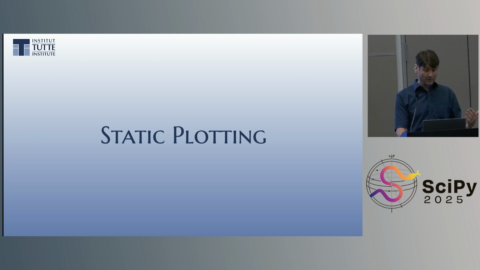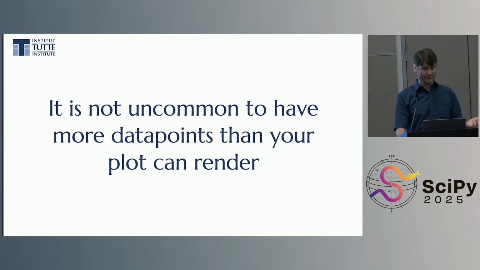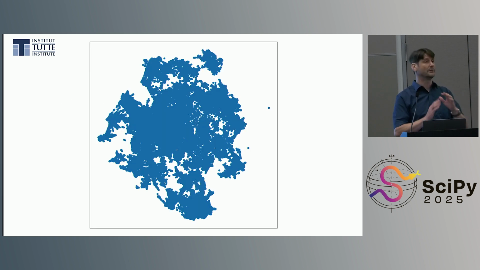So if we talk about just static plotting, the first few examples I showed, if you want a static plot for a paper, well, it's not uncommon that you have more data points than your plot can effectively render. So if you just plot it with matplotlib with default arguments, you get something like this. And it's just a big blob and you can't really see what's going on. Of course, matplotlib is incredibly powerful and you can tweak parameters and set things up so that you can actually see what you want to see, but that takes a lot of knowledge about how to get all those things right.